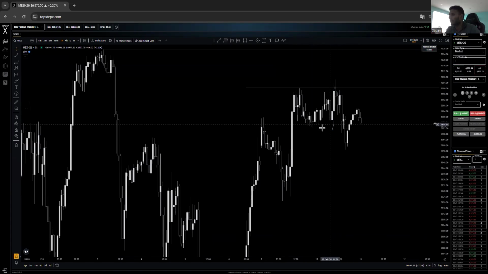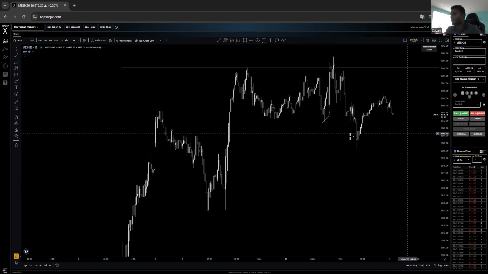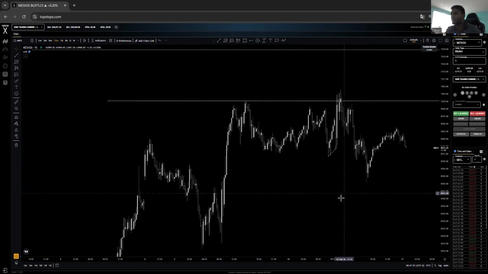So we already got the sweep of the low. This dropped down, traded back higher, failed to take this liquidity, and instead dropped down and swept the low. So we can expect this is our draw on liquidity for sure, right? Got it. So this is M15.